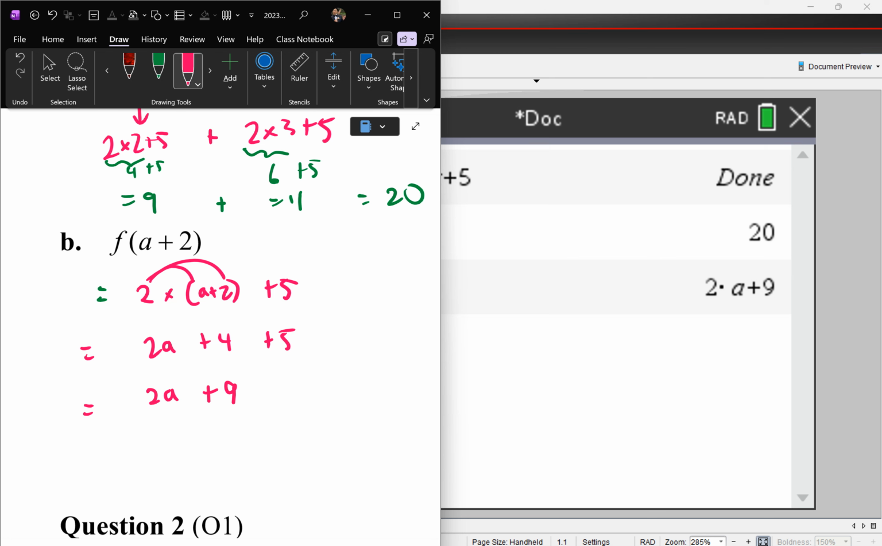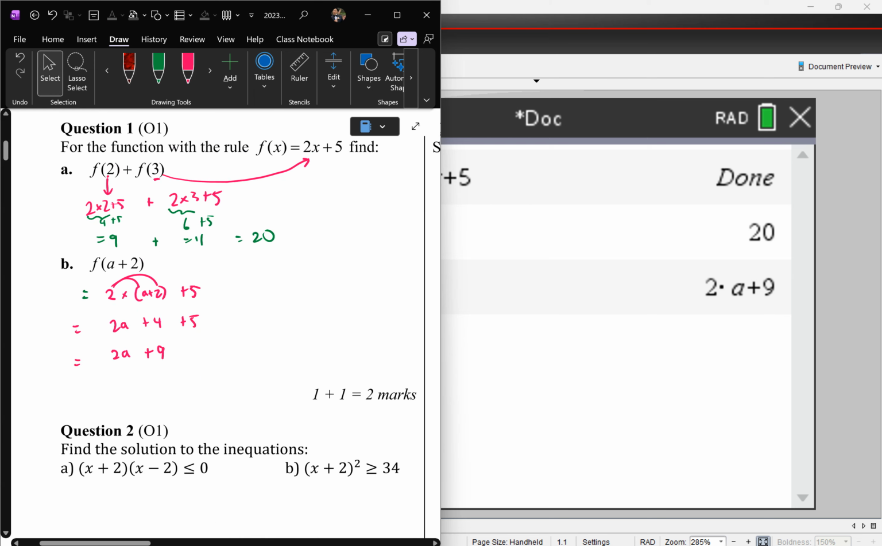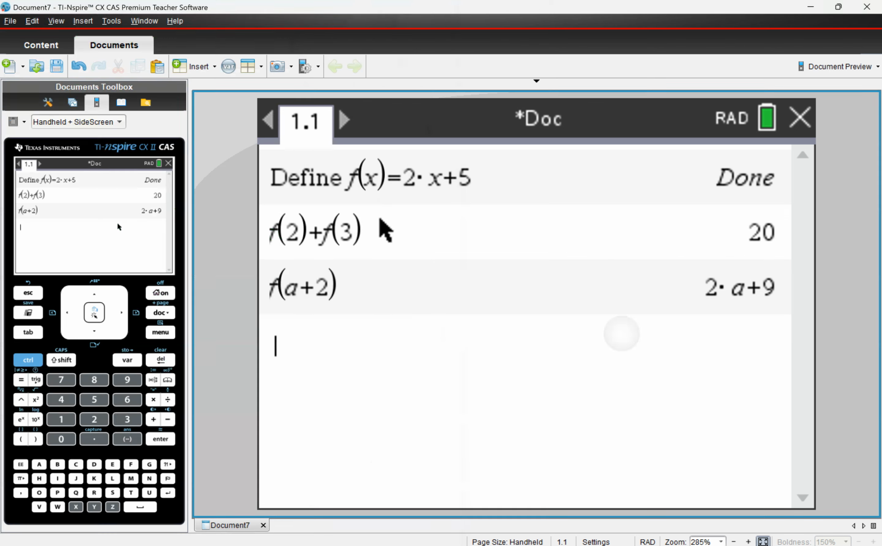One of the benefits is just learning to use function notation. That's why you want to define on your calculator, define it first, and then you can do all these other tricks to it.